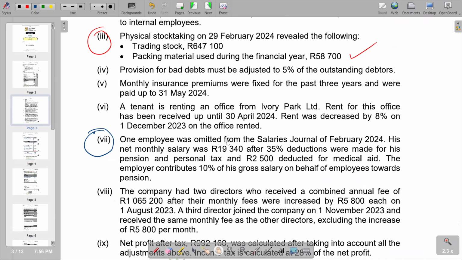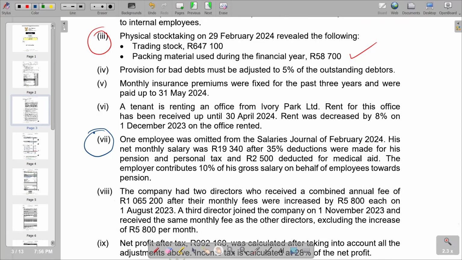But we want the salary before the deductions. Obviously, this is going to be the gross that we need to add since it was omitted. So to get that now, we are told that this was a figure after 35% deductions were made for his pension and personal tax. And also 2,500 was deducted, which is not part of the 35%. So it means we have to add back the 2,500. Then we see that the remaining part will be now 35%.